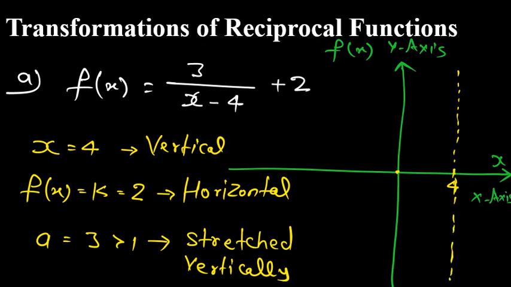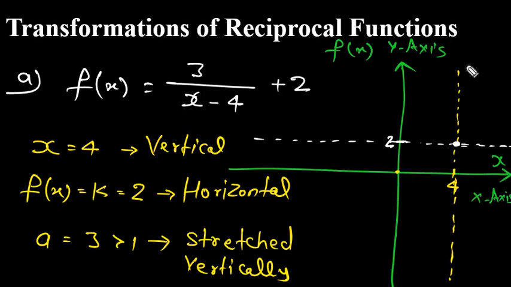Now f of x equals positive 2, that is your horizontal asymptote, so that will be somewhere here. It's a rough graph, so I'm just assuming it's somewhere here. This is 2. So this is now the center for the new graph. Now a is vertically stretched more than 1, so it is 3. Now let's see how the graph will look.